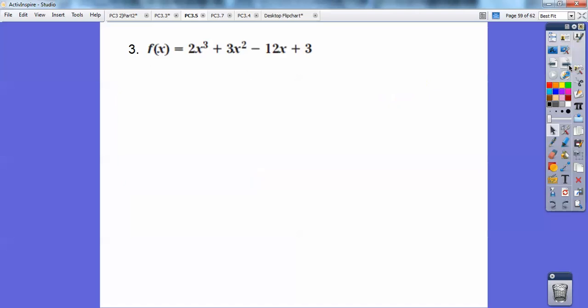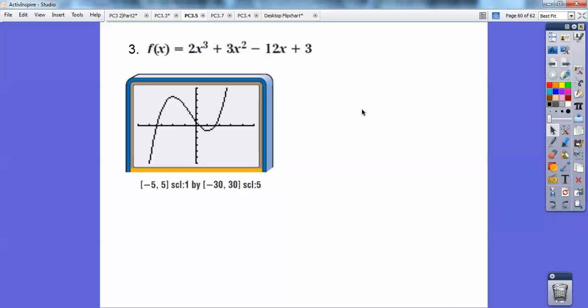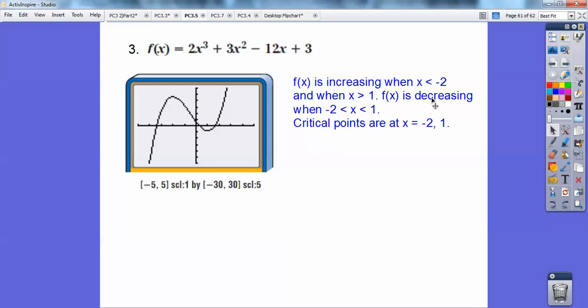Let's do one more here. Plug this one in your calculator, and you get a graph that looks like this. Here it goes increasing, then it starts decreasing, then it starts increasing. So it's increasing when x is less than negative 2, and it's also increasing when x is greater than 1, over here. And it's decreasing in between these two, when x is between negative 2 and 1. So your critical points are x equals negative 2 and 1.